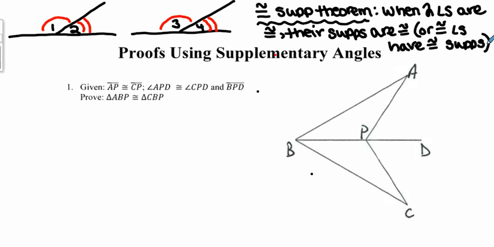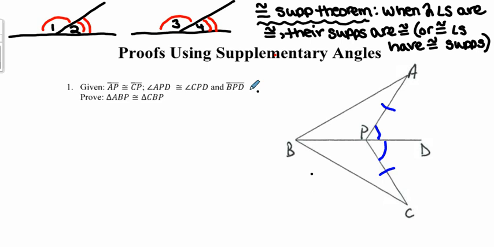All right, where might this be helpful? Where might this be useful? Let's jump into number 1. It says given segments AP and CP are congruent, angles APD and CPD are congruent, and points B, P, and D are all on the same straight line. And our goal, our mission, like usual, is to prove those triangles congruent.